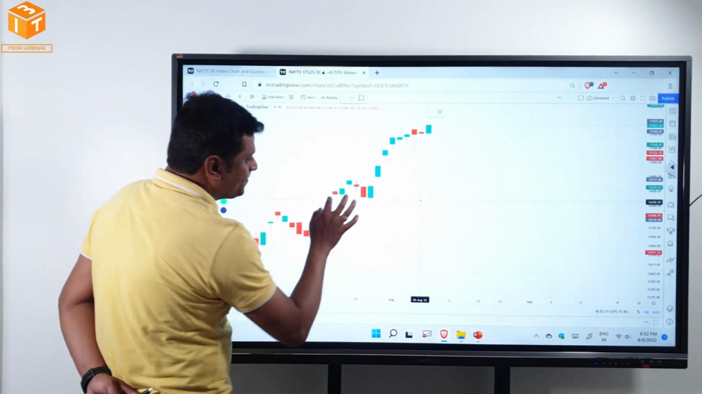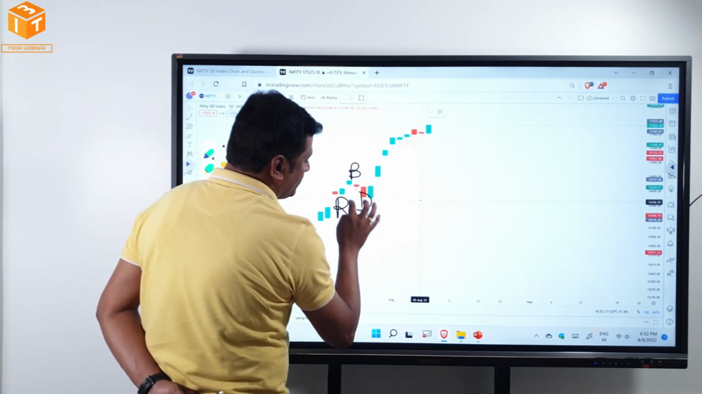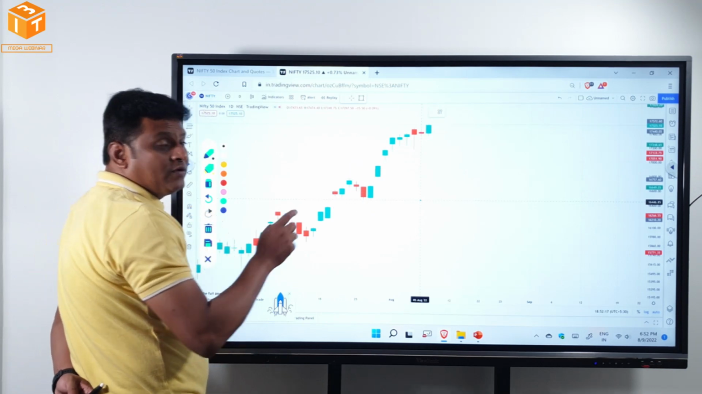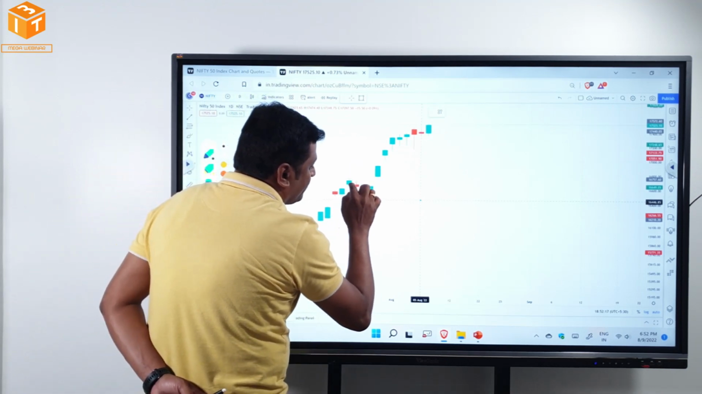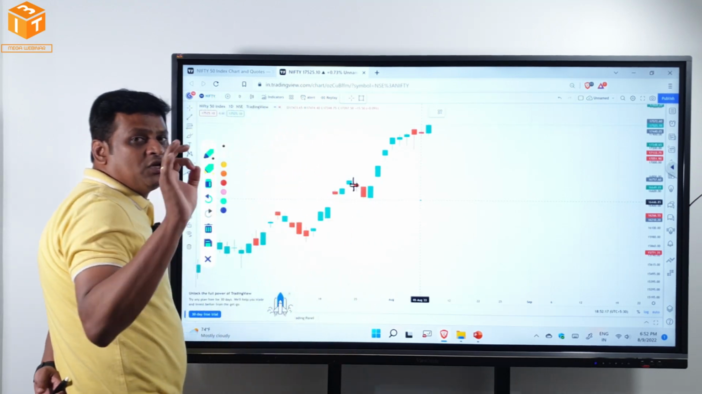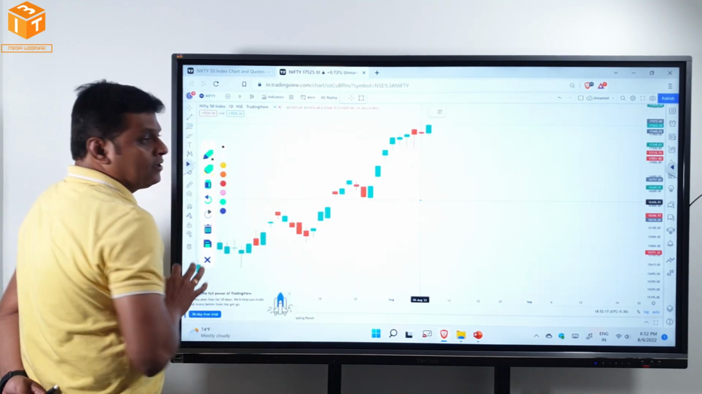Look at this rally, two bases and then a drop, correct? Now, if I have to merge these two candles, open up the first candle, close of the last candle, and then I join the bottom and top. Absolute beautiful NRC base. Correct?